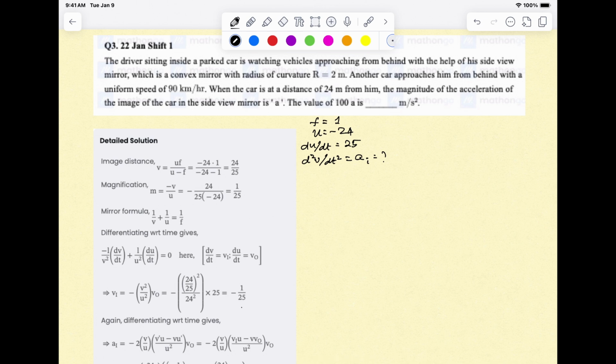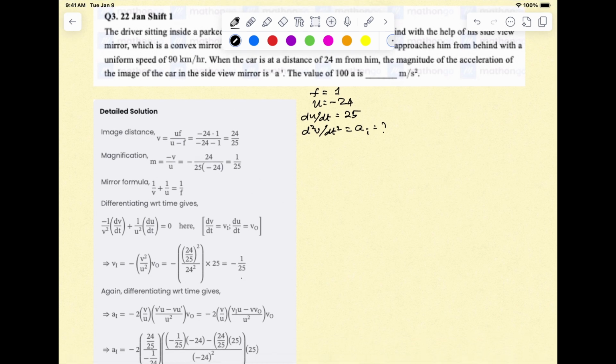Now let us see the solution which has been worked out nicely like this. First, we have to find the value of v by means of the mirror equation, 1 by v plus 1 by u equal to 1 by f. That is the mirror equation here. Therefore, putting the value of u and f, you would know v, but we have to be careful about the sign conventions.